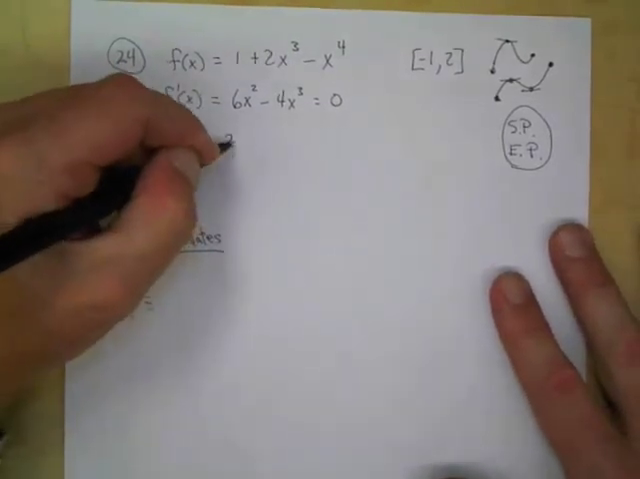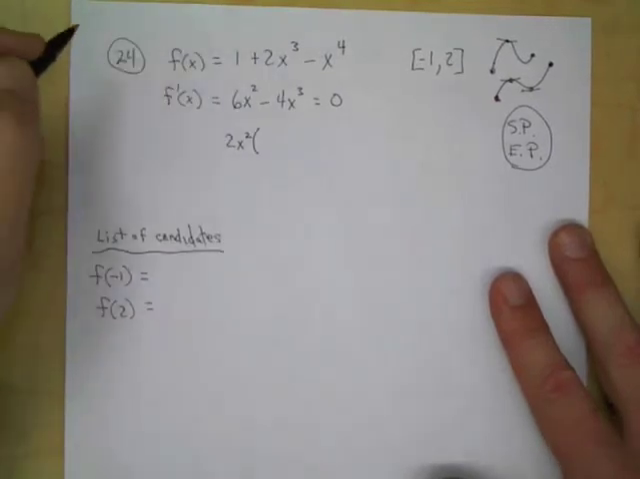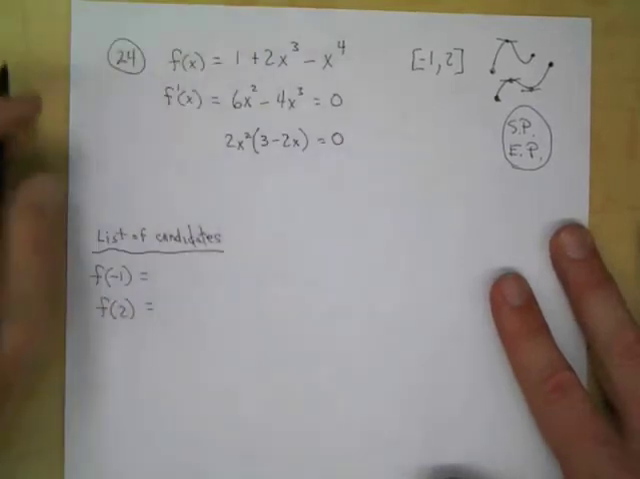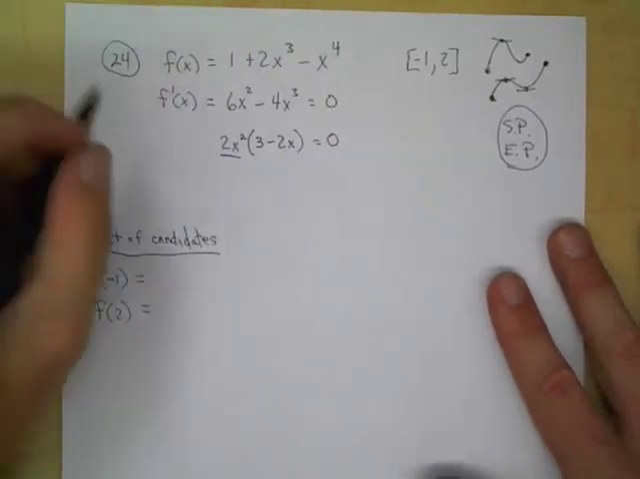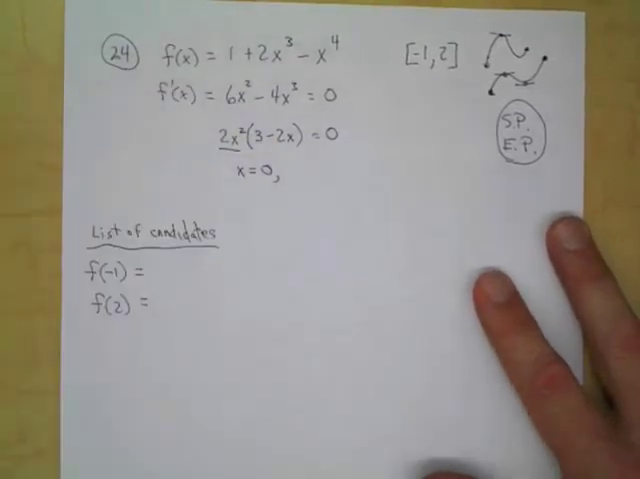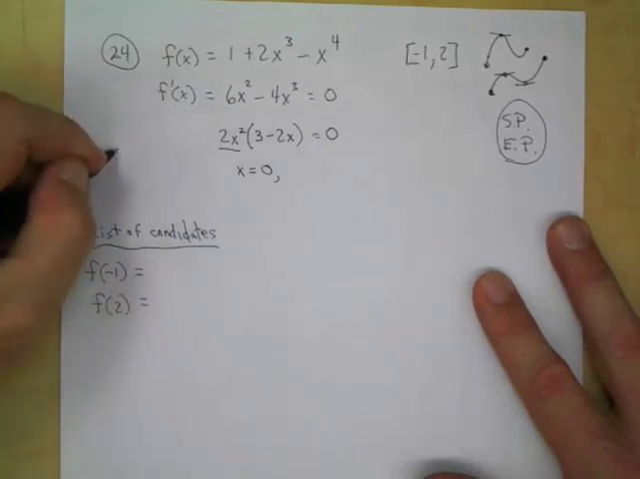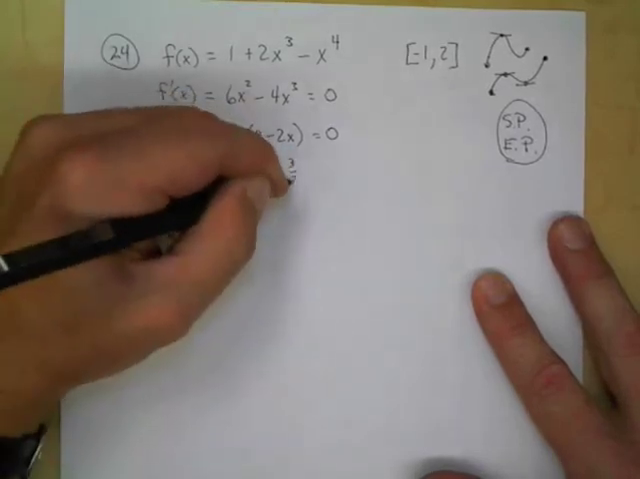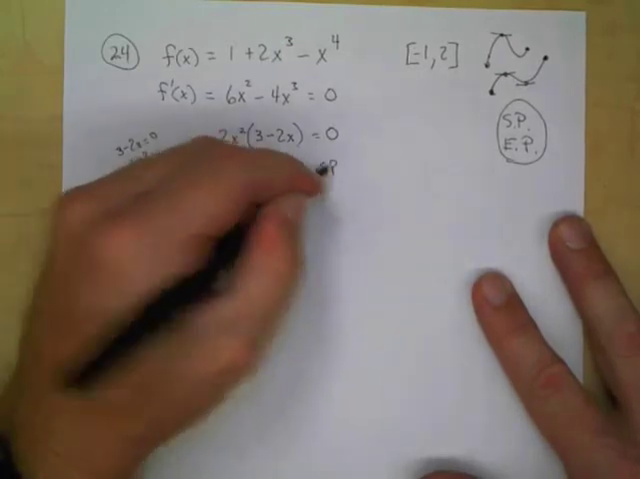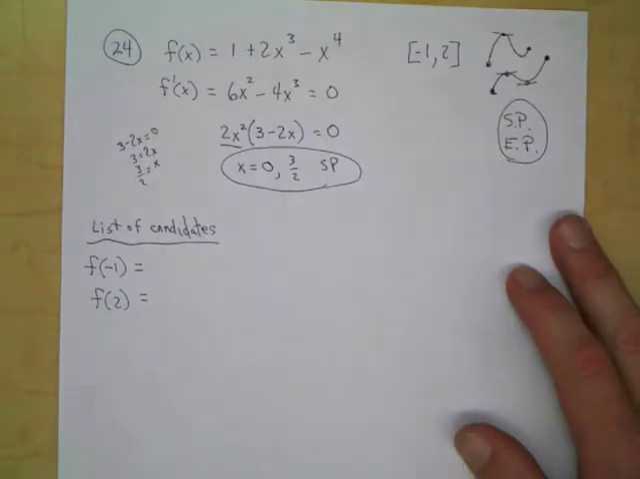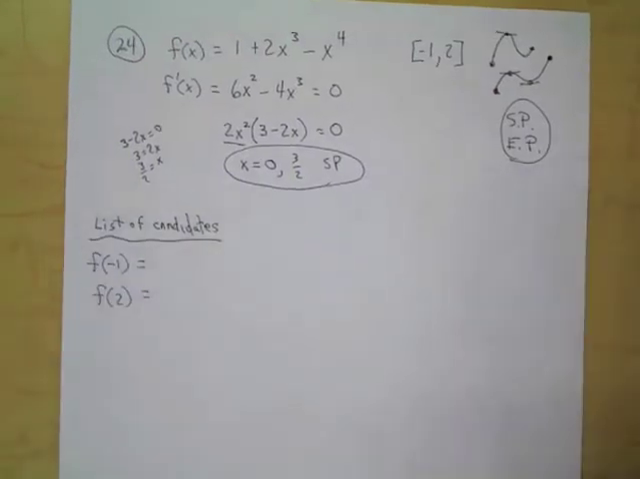So I can factor out a 2x squared, leaving me with 3 minus 2x. Now, where does 2x squared equal 0? When x is 0. And where does 3 minus 2x equal 0? 3/2. If you have to go off to the side to solve it, you can. Add 2x over to the other side, divide by 2, you get 3/2. Okay, those are my stationary points. Those are going to be my peaks, my valleys, my local max, my local mins.